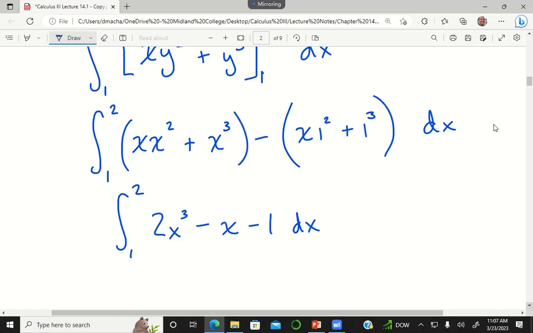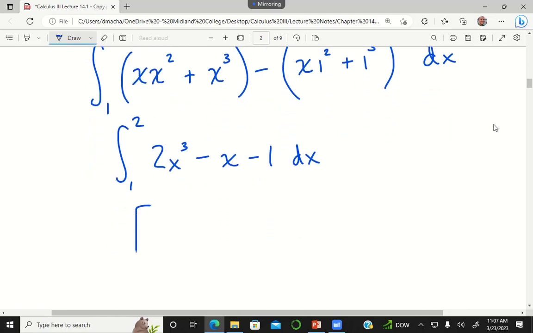And then we take the antiderivative of each of these. So this is going to be 2 over 4, or 1 over 2, x to the 4th, minus 1/2 x squared minus x. And we're going to use the bounds 1 and 2.